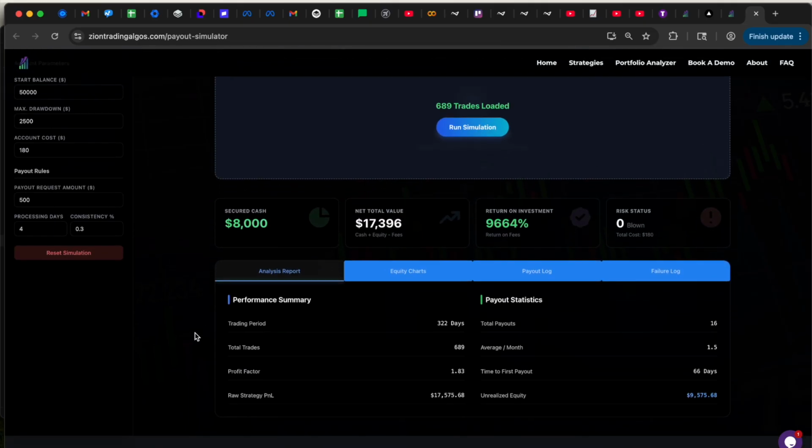right? So what you're looking at on the screen is just an overall summary of how this portfolio has performed. You can see that on the year so far, it would have traded for 322 days. The total amount of trades is 689, and you would have gotten 16 total payouts so far on the year, averaging at about 1.5 a month. The interesting thing here is that it would have taken you a couple of months to get your first one.